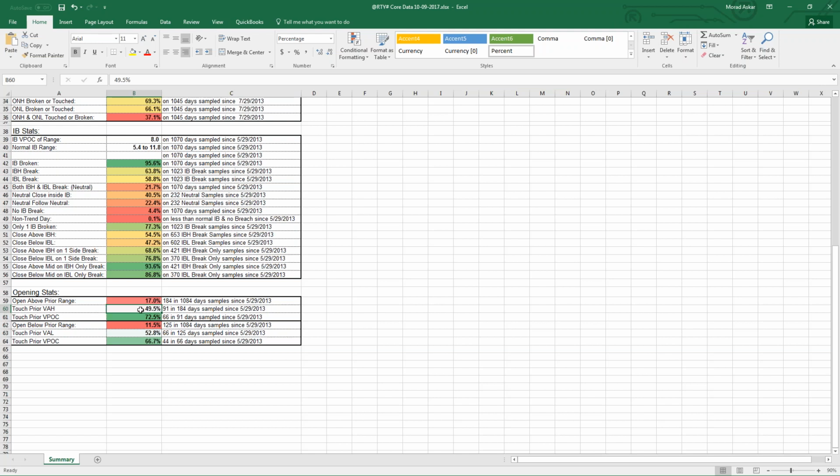And if it does touch value area high, and this is where it kicks in, where does 56 have a type of close below mid on IB? Low only break on 3.